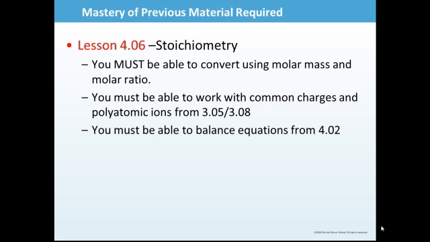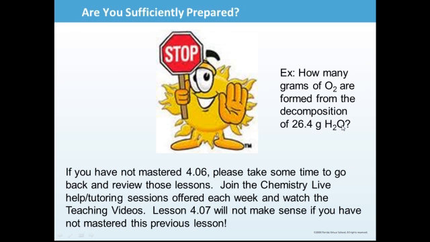In order to do limiting reactants, you must absolutely 100% have mastered lesson 4.06 stoichiometry. If you are not able to do the problems in 4.06, you will not be able to do 4.07 as we are adding on and building on to that stoichiometry. Please, if you have not mastered these previous lessons, 4.07 will not make any sense to you and you really need to go back and learn those lessons.